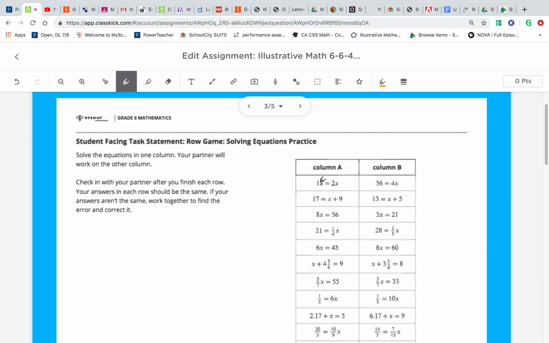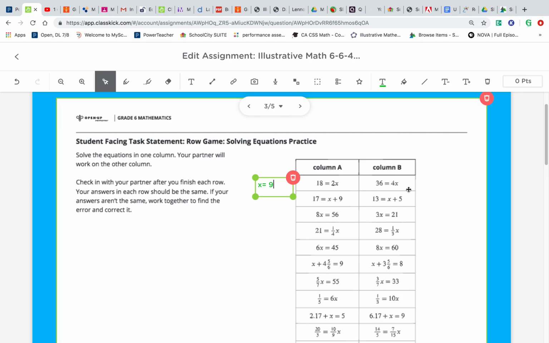So for example, here we have 18 equals 2x. Okay, we need to move the 2 away from the x. So we need to do the opposite operation of what's happening. This is 2 times x. We need to do the opposite of times, which is divide. So if we divide both sides by 2, this is going to give us x equals 9.